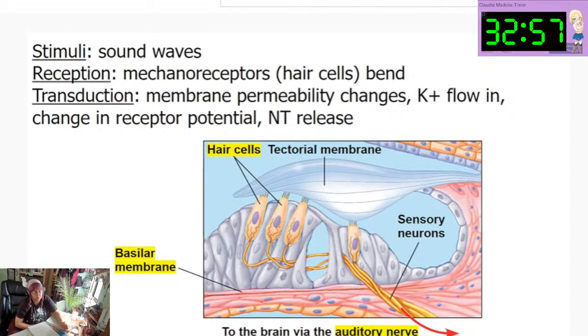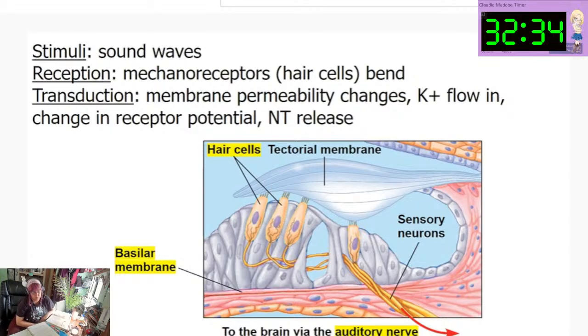When they bend, ion channels open, cations flow in, causing a change in receptor potential, like we've discussed. This depolarizing signal results in neurotransmitter release. The sensory neuron receives these neurotransmitters and fires an action potential. Many sensory neurons fire action potentials, and it's the collection of these sensory neurons that's called the auditory nerve. The axons of these sensory neurons conduct the action potential to the brain, and the information travels to the thalamus and then is relayed to the auditory cortex where it's processed so we can make sense of the sound and perceive it.